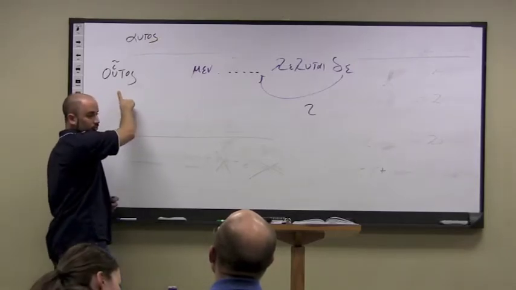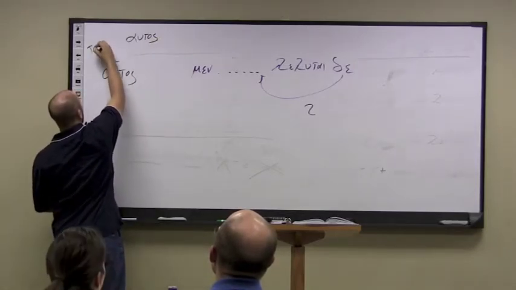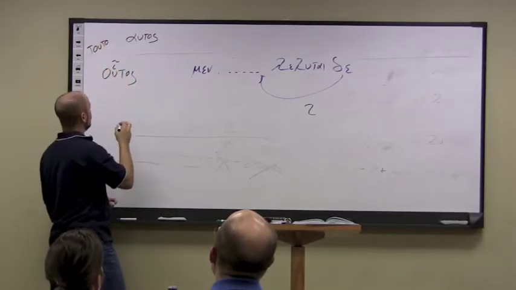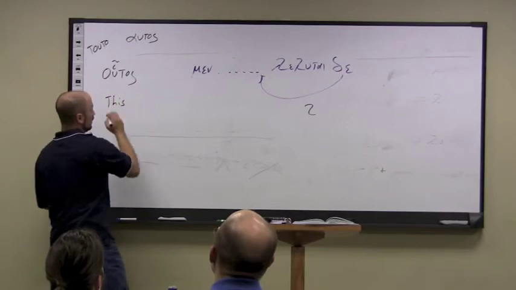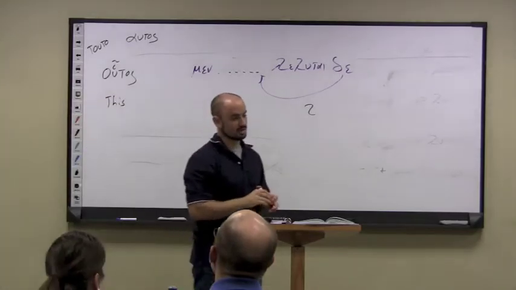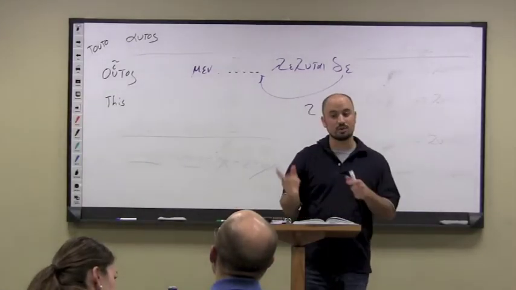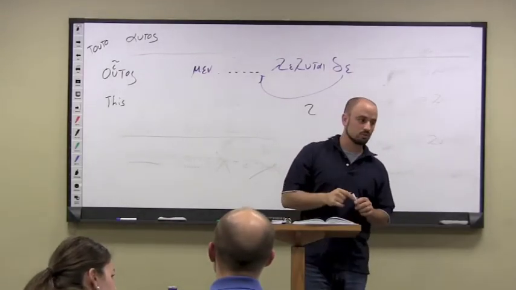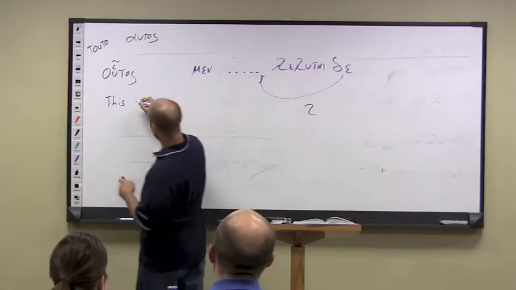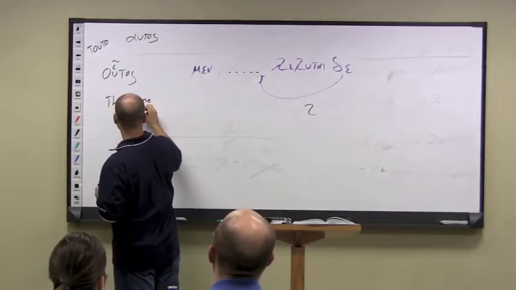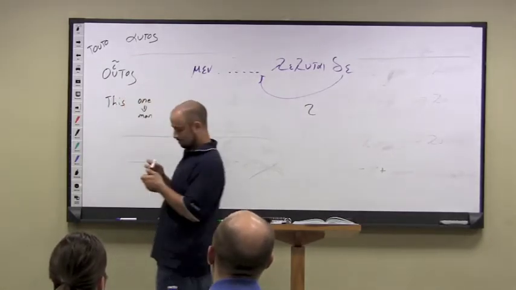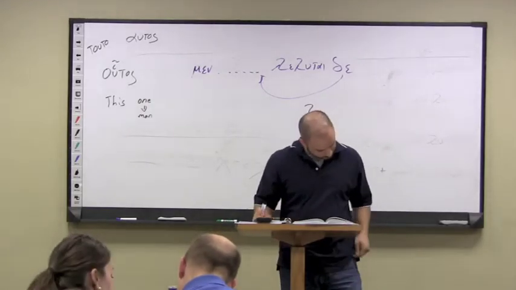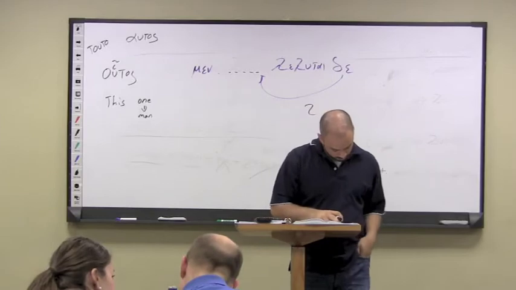Houtos is your nominative singular of your demonstrative pronoun. So this, and then how else could we translate that? It's not modifying anything, so it's not in an attributive relationship, it's in a substantival relationship. So this one or this man. That's your subject. Who is not.